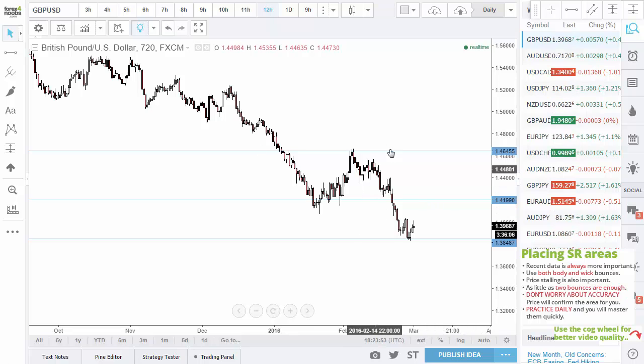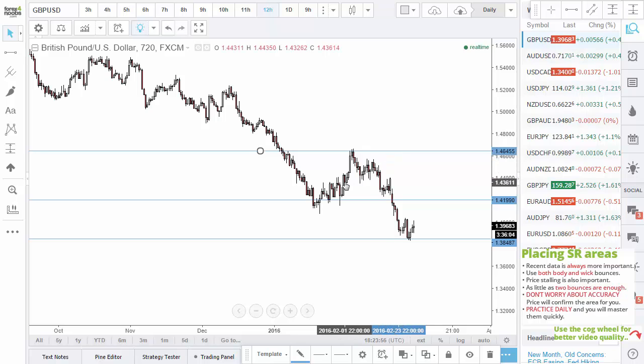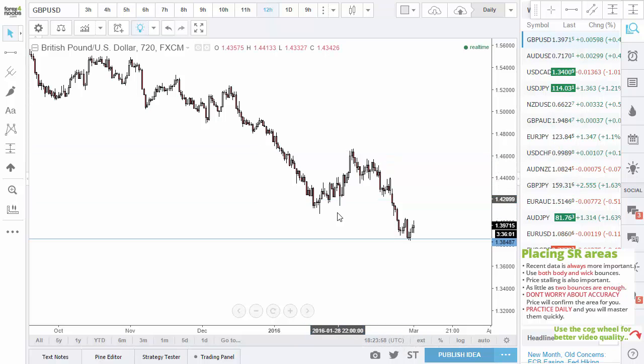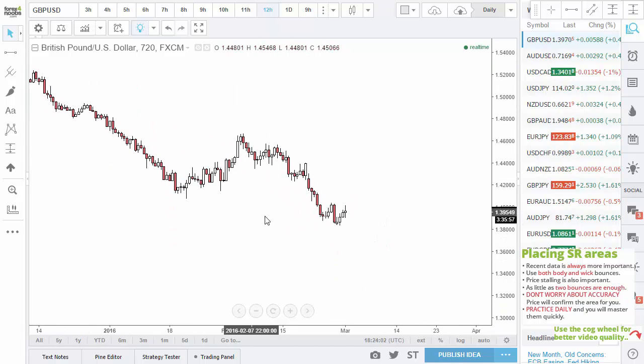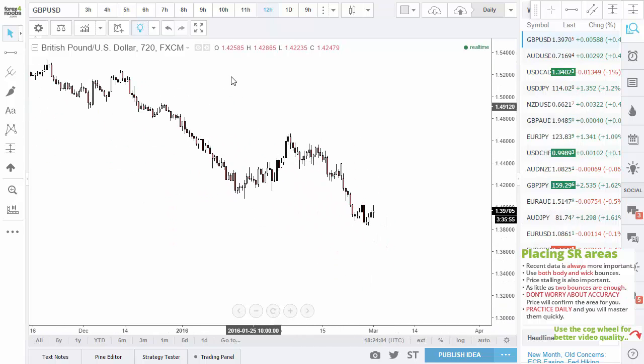So let's get started with placing support resistance areas. We're going to start with GBP/USD, and then we might do a slightly more complicated pair. I'm not sure. We'll see how it goes. Placing support resistance areas is very simple these days. It's been simplified a lot. You start with the daily or the 12-hour chart.